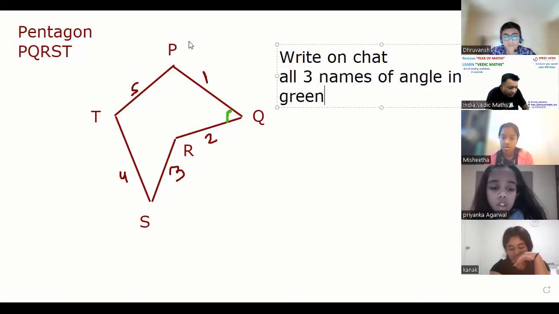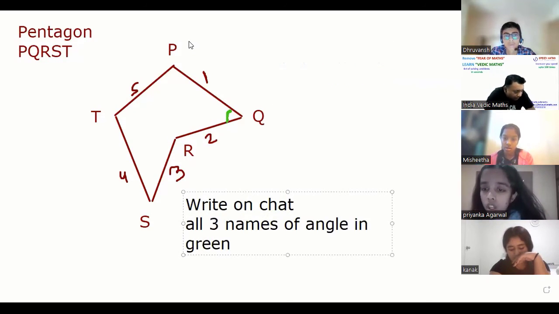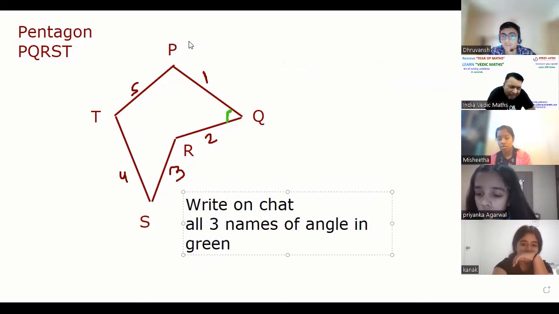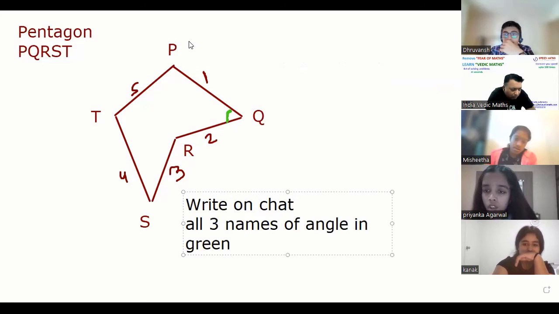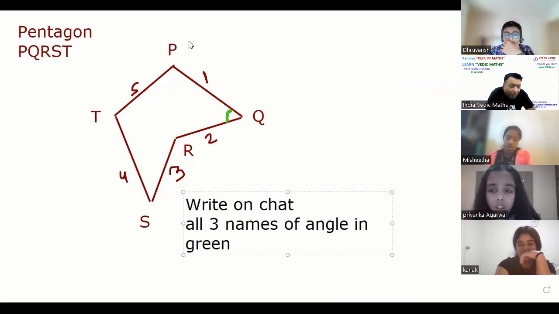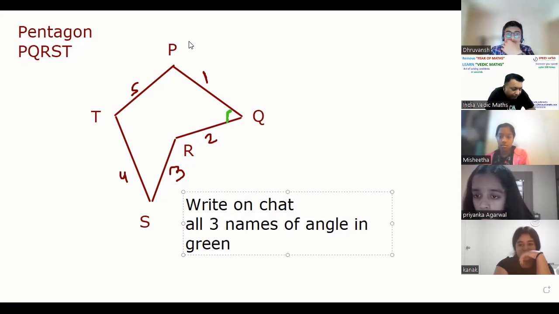I can see Nishita wrote, Vedant wrote, everyone write. Don't write in private chat, guys. Write in the public chat, the way Nishita did. Dhruvan said, excuse me, sir. Yes, please, Dhruvan. Sir, when you're writing the angles, can you put the letters in small or do they have to be in capital? It depends upon what is mentioned in the diagram. You cannot change the letter. You should not, ideally.